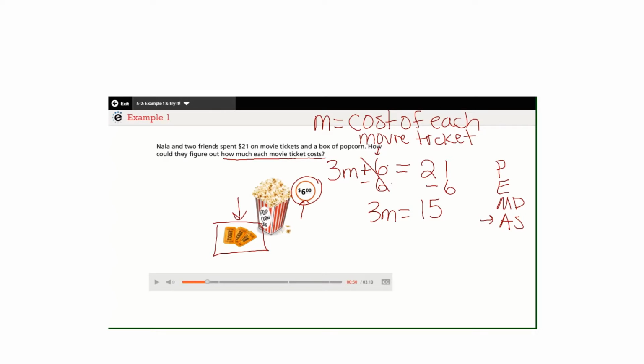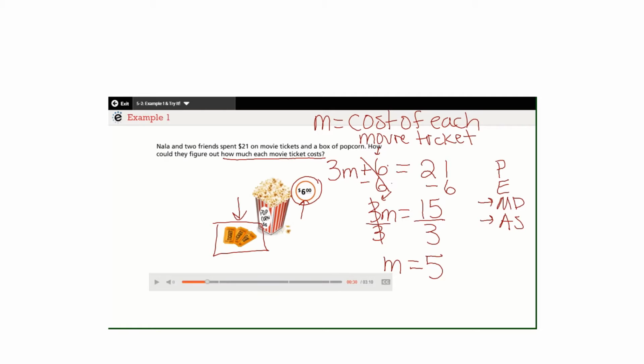Now, next step, we have to go to multiplication and division. We have to see what is connected through multiplication or division. In this case, that 3 is connected to the m through multiplication. So the inverse of multiplication is division, so we have to divide 3 on both sides of the equal sign. 3m divided by 3, that is just equal to m. And 15 divided by 3 is equal to 5. So that means each movie ticket costs $5.